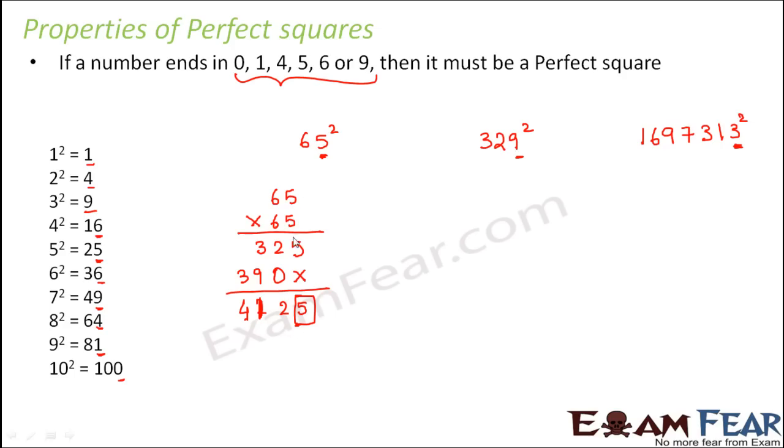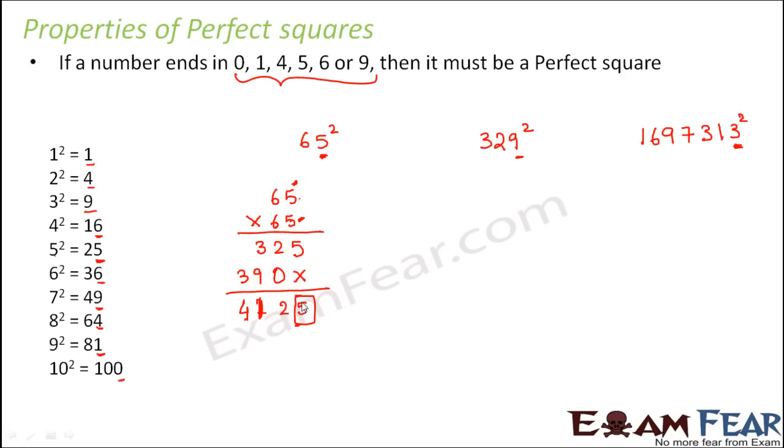Because the way we multiply two numbers, the units place will always be obtained by multiplying the two units places. So in 65, 5 is at the units place. Again, in this 65, 5 is at the units place. So 5 multiplied by 5 is 25. Right? So when 5 and 5 are multiplied, the result is 25. That is 5 at the units place. Therefore, the result here also has 5 at the units place.